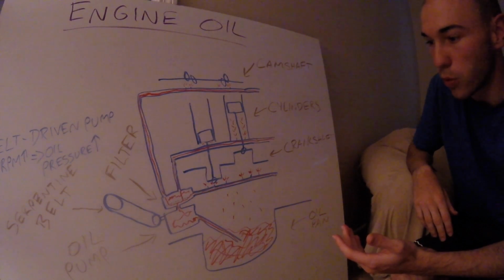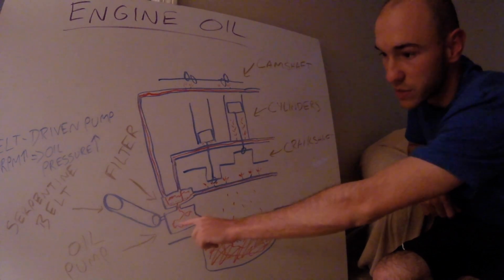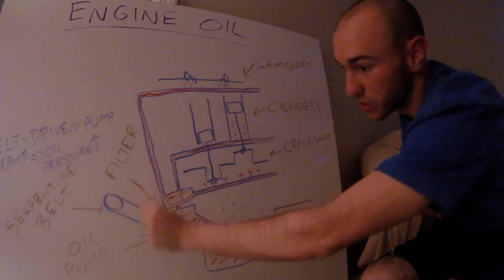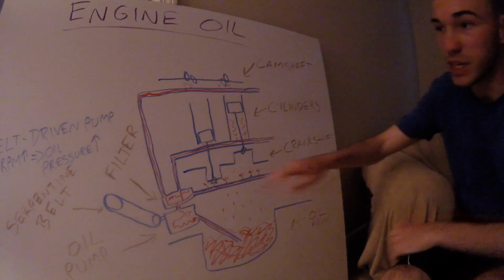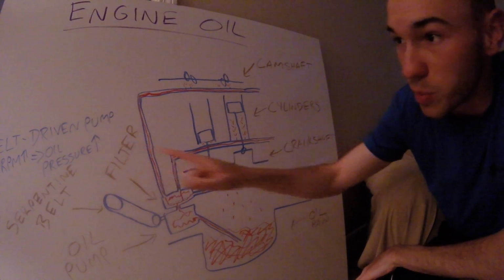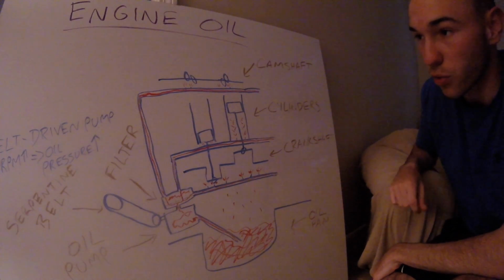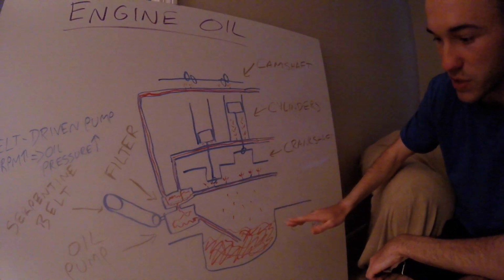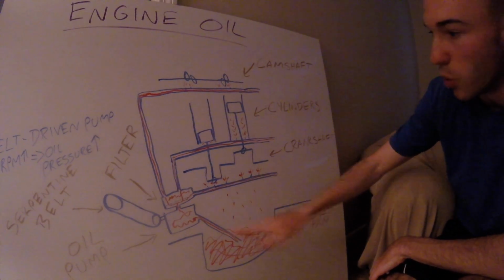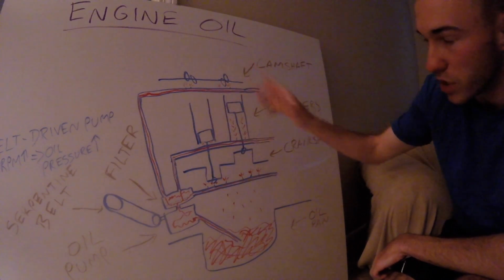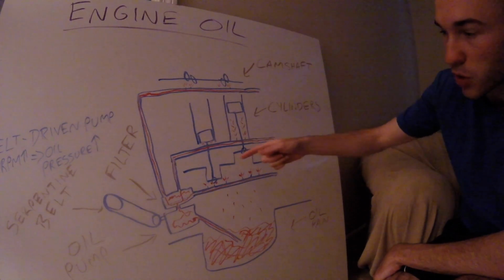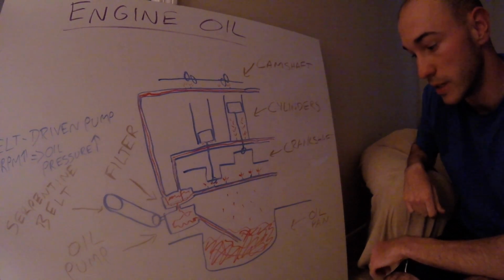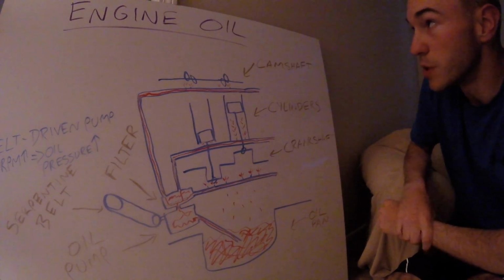One last important point is that this pump right here, the oil pump, is belt driven. As you can see, I drew some pulleys and a belt, so it's driven by the engine. What that means is that as you increase your RPM, as you step on the throttle, your oil pressure is going to increase. So the faster you're driving, the faster oil is going to be sprayed through this whole system, which is good because the faster all these parts are moving, the more lubrication you're going to need.